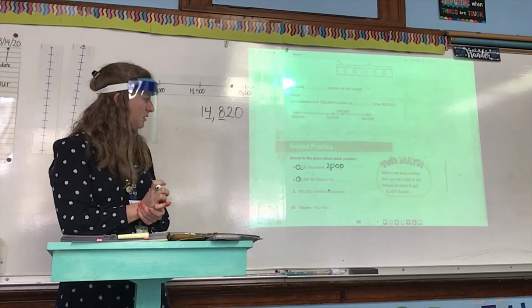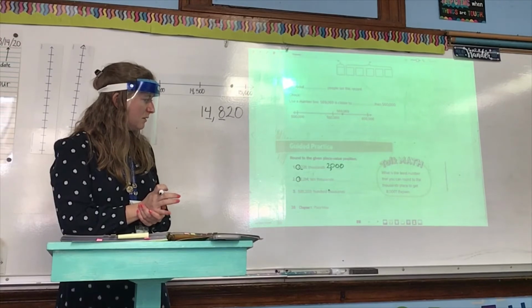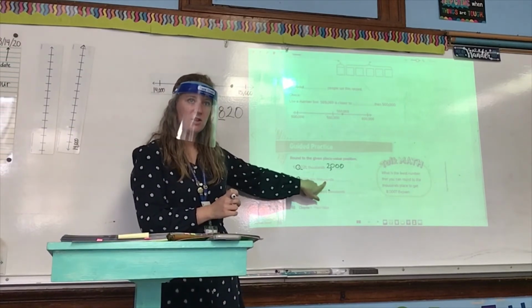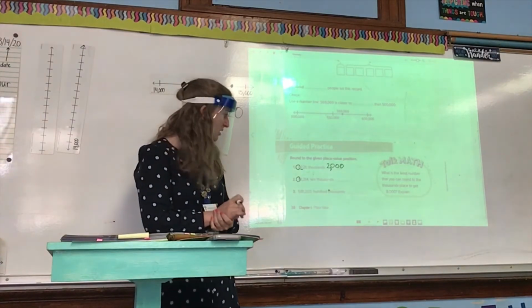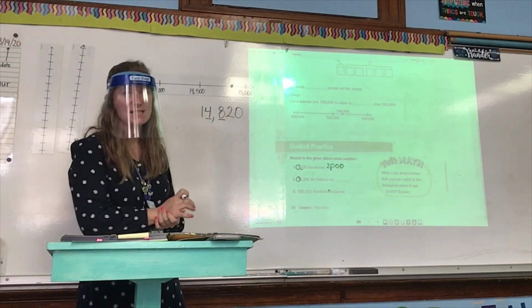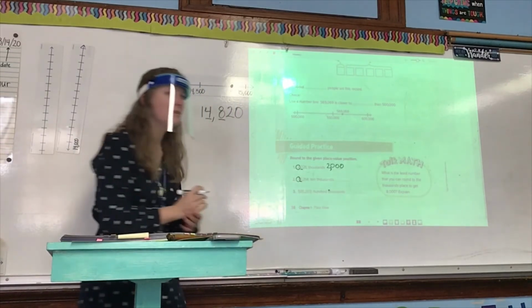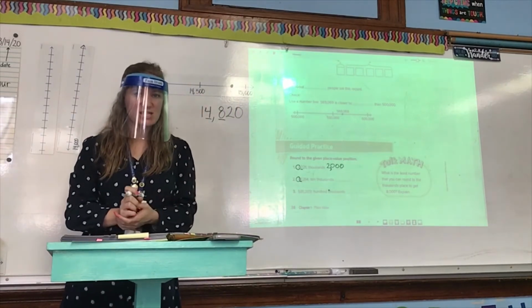Underline the digit to the right of the place being rounded. So are we going way over here to the right? No, we're just looking at the one right next to it to the right, which in this case is what digit? 8. So we're going to underline that digit to the right, which is 8.